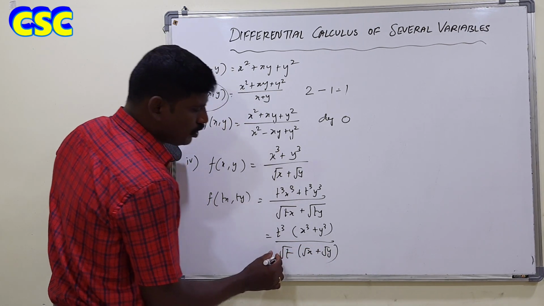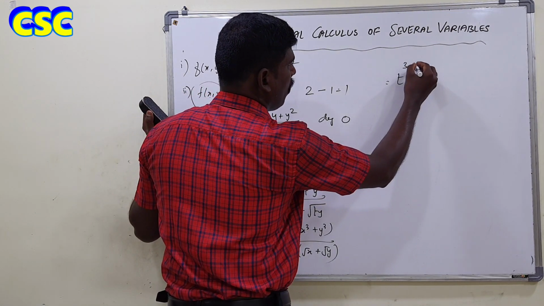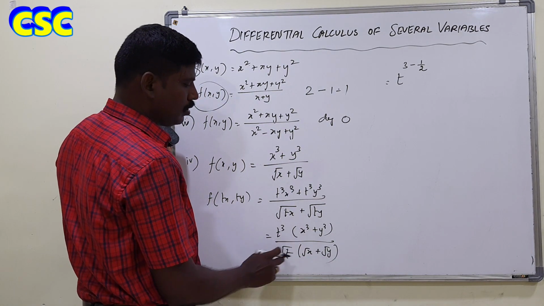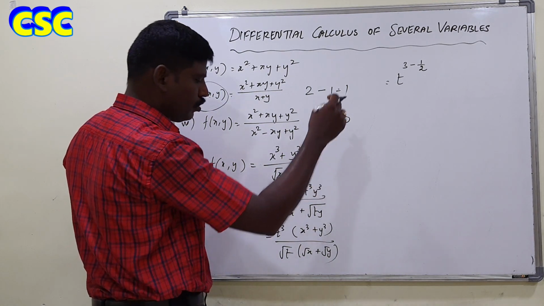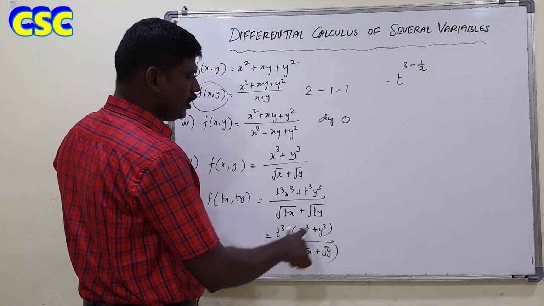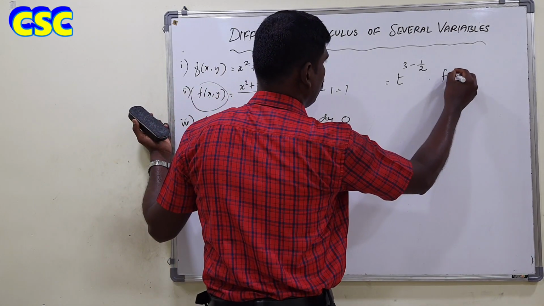Right? So what is root t? t power 1 by 2. Take it into the numerator, so t cube minus 1 by 2. If it goes to the numerator, it becomes minus, so t power 1 by 2 becomes t power minus 1 by 2. I have subtracted the numerator. What is the function inside the bracket, x cube plus y cube by root x plus root y? That is f of x comma y.